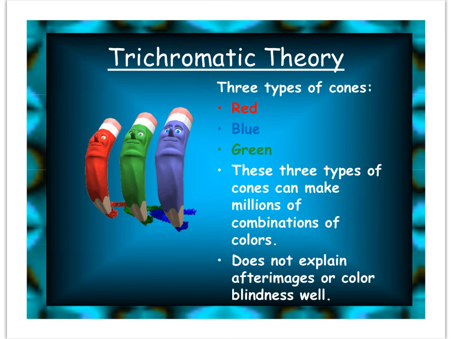So the trichromatic theory is one of the theories that helps to explain how we see color. Trichromatic theory is also called the Young-Helmholtz theory because of two people that worked on this theory. Actually, Helmholtz was building off of Young's work.